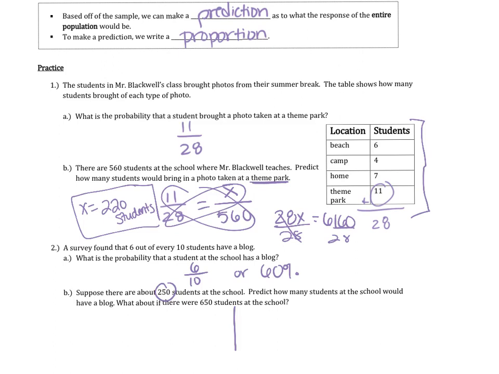So let's do 250 first. So 6 out of 10 is equal to, again, how many out of 250? And cross multiply. 250 times 6. Divide that by 10. You should get 150 students. Next one is similar, still 6 out of 10, but instead it's asking about if there were 650. So 650 times 6, and then divide that by 10, you get 390 students.